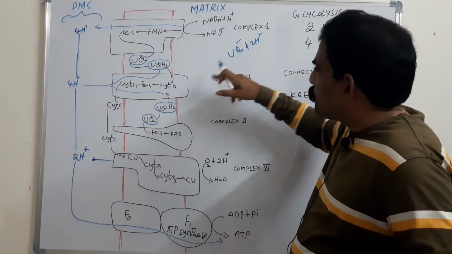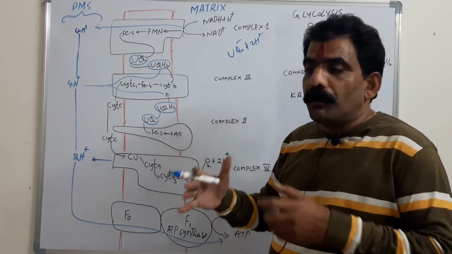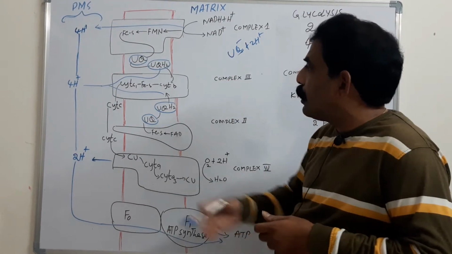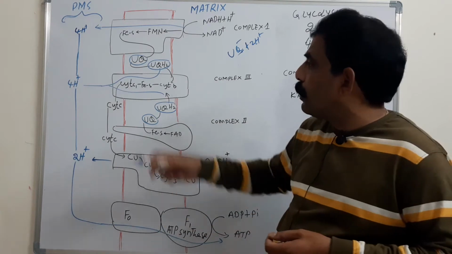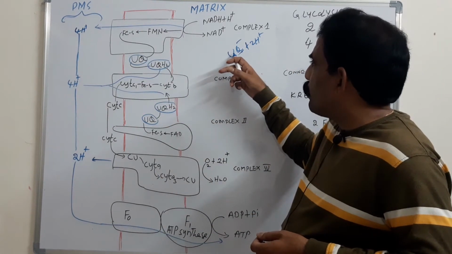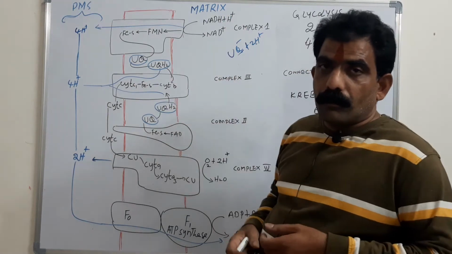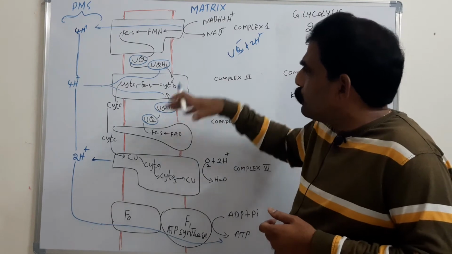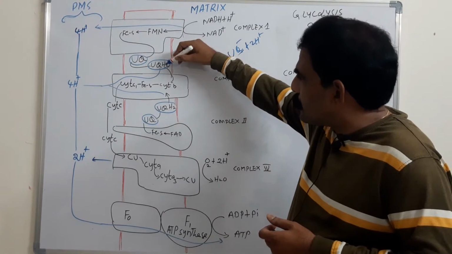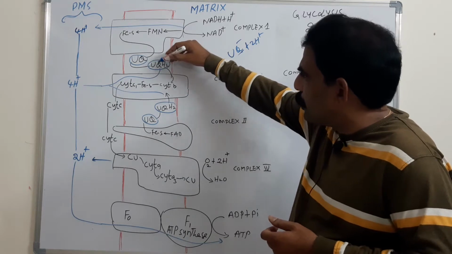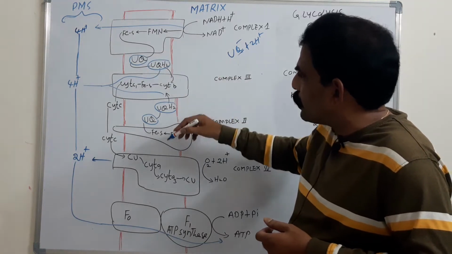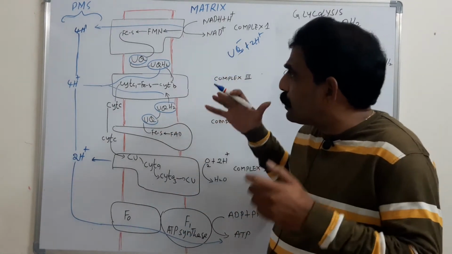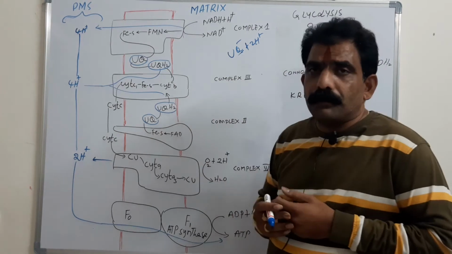Now this completely reduced form UQH2 is called ubiquinol, and the partially reduced one is called semiquinone, and the oxidized form is called ubiquinone. Ubiquinone, semiquinone, ubiquinol, the fully reduced, completely reduced form of the ubiquinone. Now this completely reduced form, ubiquinol, transfers the electrons to complex 3. So that is the function of the ubiquinone, which transfers electrons from complex 1 to complex 3.